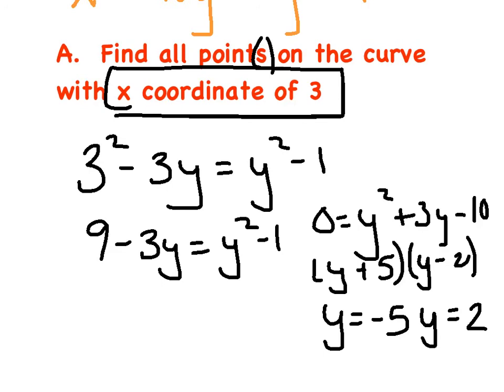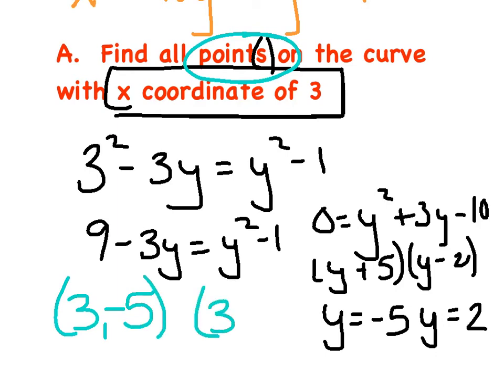I replaced my x with 3, solve for y. I've got 2 y values, and I just want to state the points now because it does say find all points. When the x value is 3, my y value could be negative 5. And when the x value is 3, my y value could be 2.